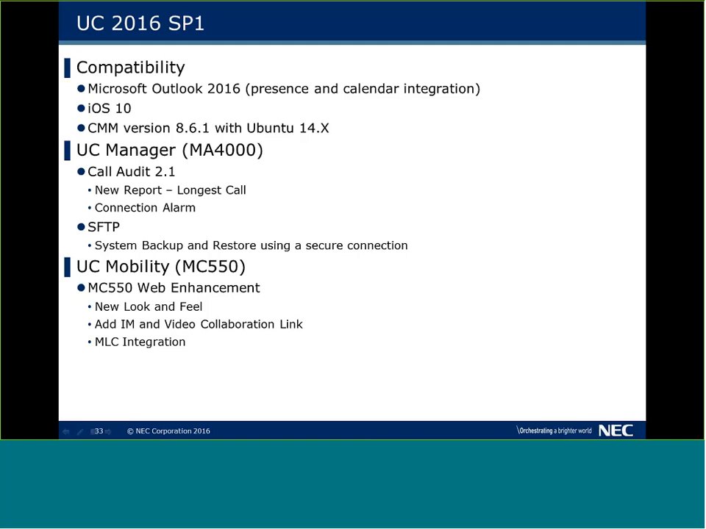Other enhancements, UC mobility or the MC550 app. We're making some significant enhancements here to the web access. So we have a couple of different ways to access this mobile utility. One is through native apps on your Android or iPhone. Another way is through a standard browser. And so this specific enhancement is to enhance that browser-based experience, all new look and feel. We're going to add instant message as well as a collaboration for video. And that'll be just a link. It'll take you over and allow you to log in from that browser experience.